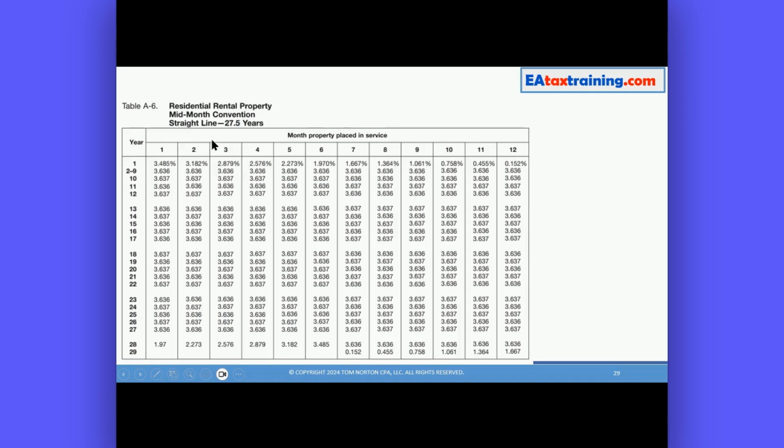And notice here, this is 27.5-year property, but you're using a mid-month convention. So this can be spread out over either 28 or 29 years, depending on which month that property was placed in service.